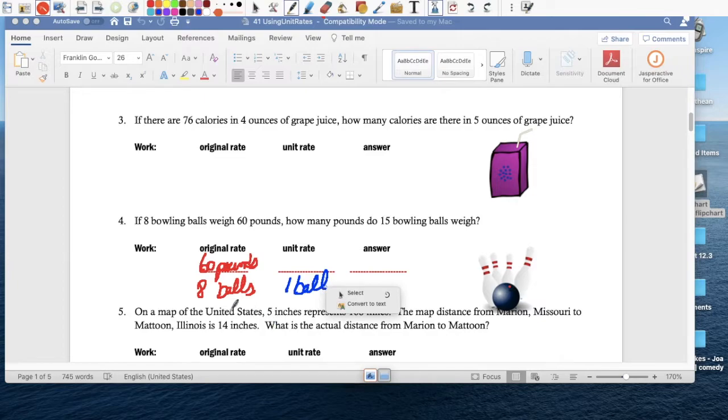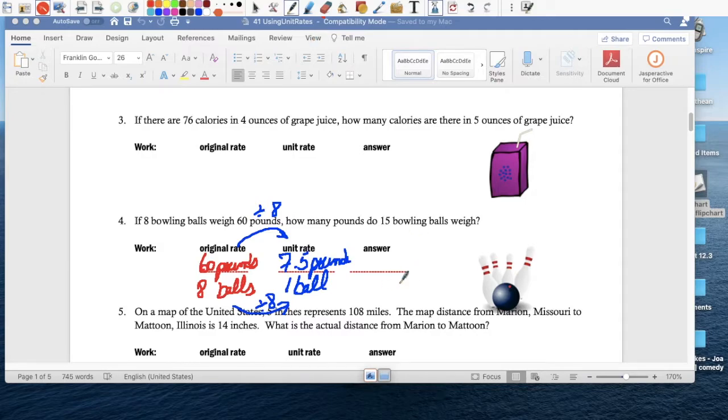¿Cuánto pesa? Well, divide by 8. And what's 60 divided by 8? I have no idea. It's 7.5 pounds. So cada pelota pesa 7.5 pounds, libras. Right? So I have my unit rate.